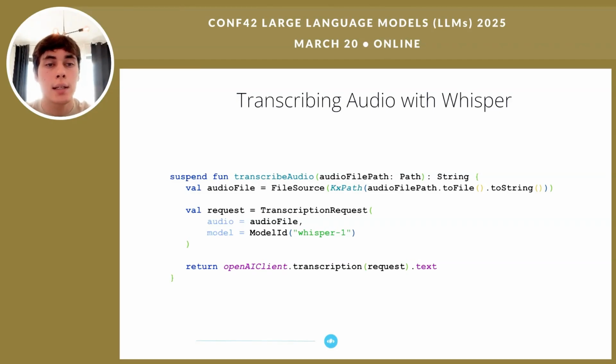Here we have to take the audio file and send it to the OpenAI client without any prompts, without anything. And we have to say that we want to use the Whisper 1 model.